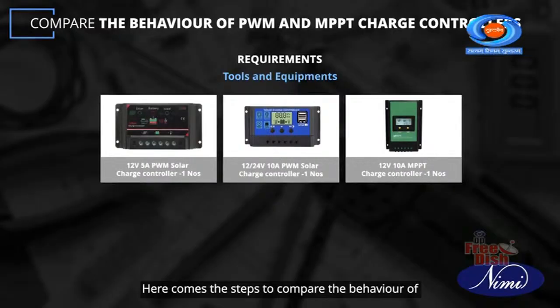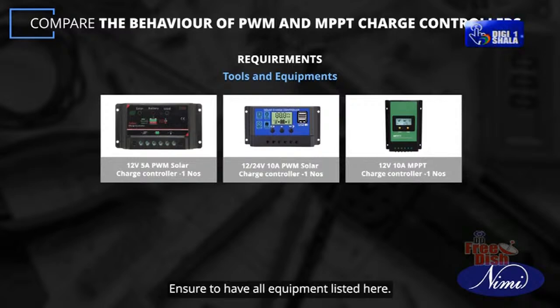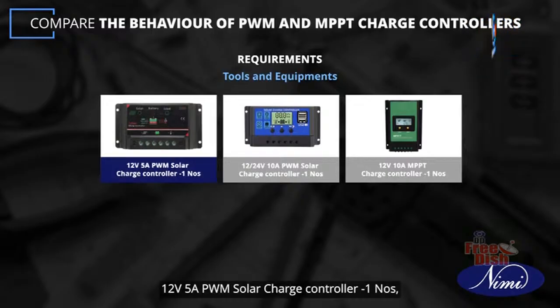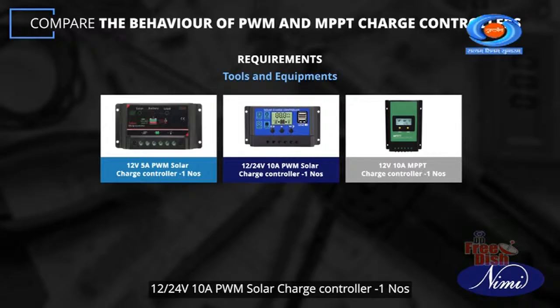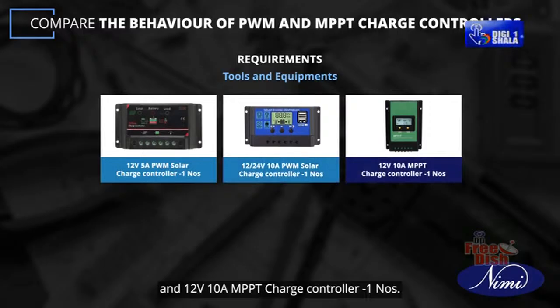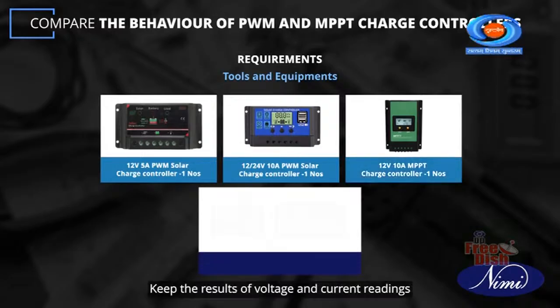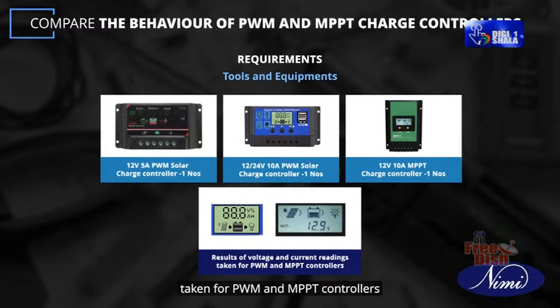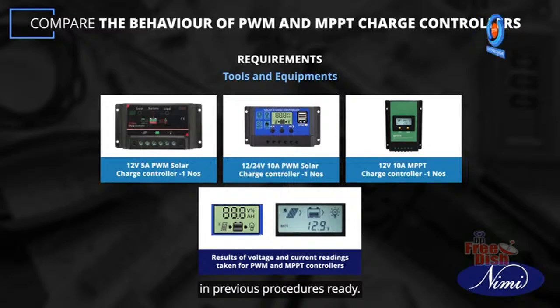Here comes the steps to compare the behavior of PWM and MPPT charge controllers. Ensure you have all equipment listed here. Required tools are 12 volt 5 ampere PWM solar charge controller 1 number, 12 or 24 volt 10 ampere PWM solar charge controller 1 number, and 12 volt 10 ampere MPPT charge controller 1 number. Keep the results of voltage and current readings taken for PWM and MPPT controllers in previous procedures ready.